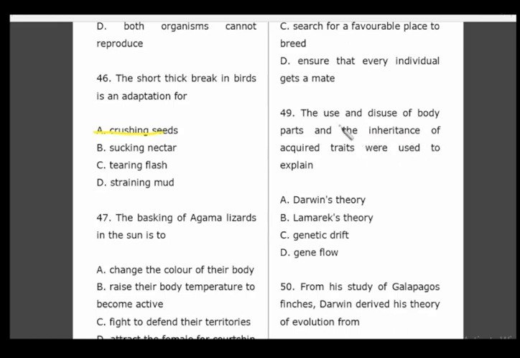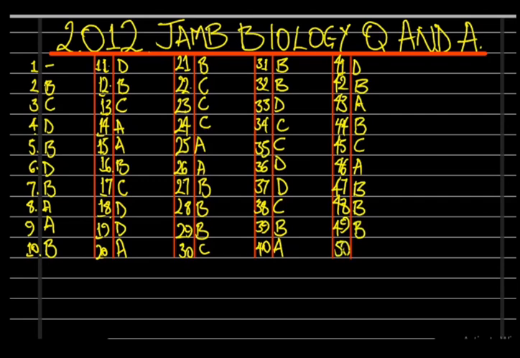And this is the one that was accepted. Use and disuse of body parts was actually accepted, while the inheritance of acquired traits was disproved because Lamarck could not explain it beyond reasonable doubt. So option B is our answer to question 49. Option B. And there we have the 50th question, which is the last question.